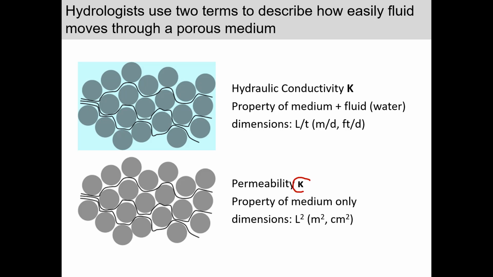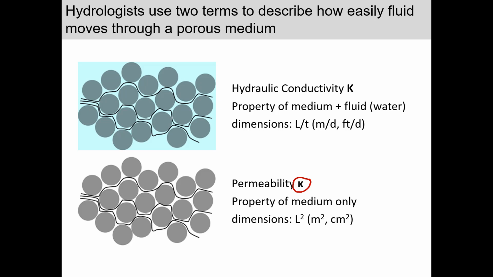This is a little bit different. The permeability is a property of the medium only. It's independent of the fluid. It describes the ease with which any fluid can navigate through the pore structure of the porous medium. It has dimensions of length squared, and commonly we use either centimeters squared or meters squared in the metric system.